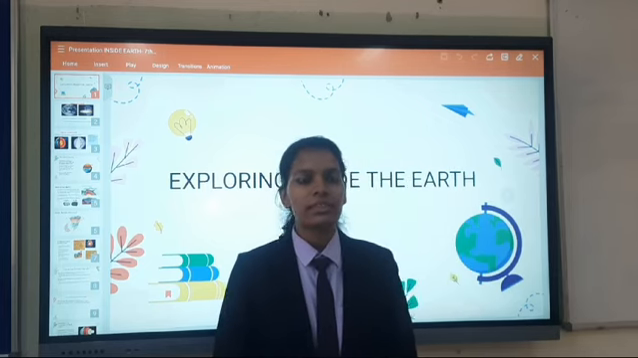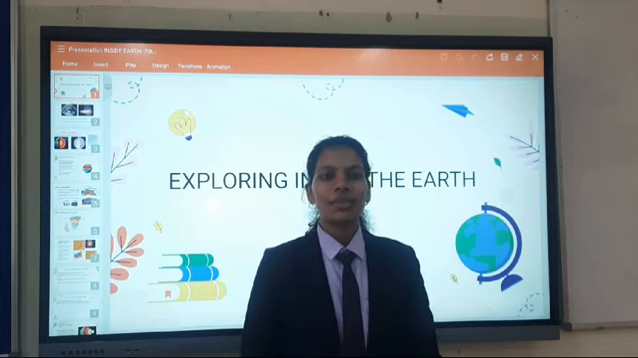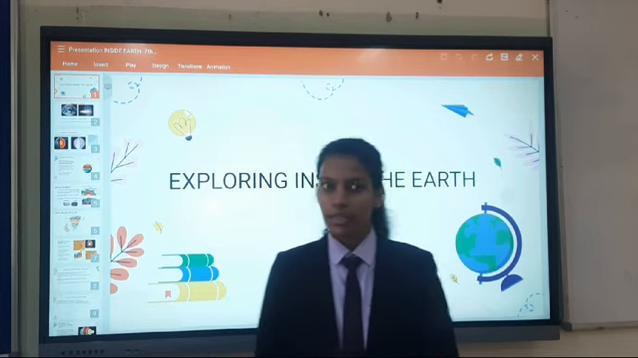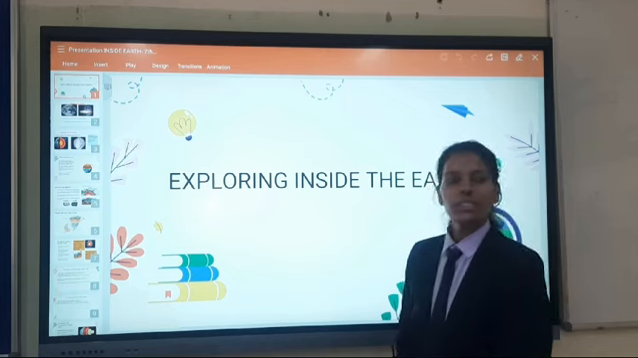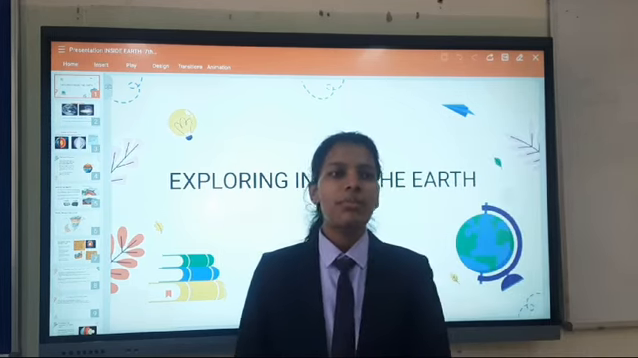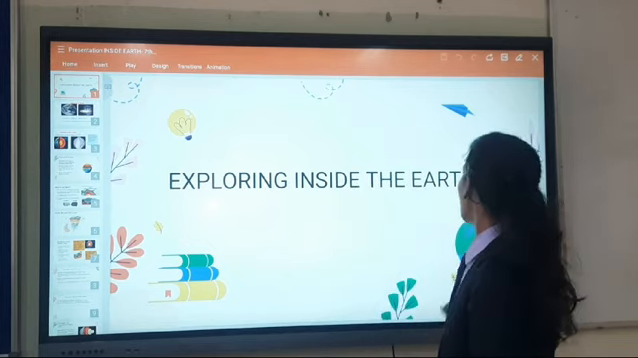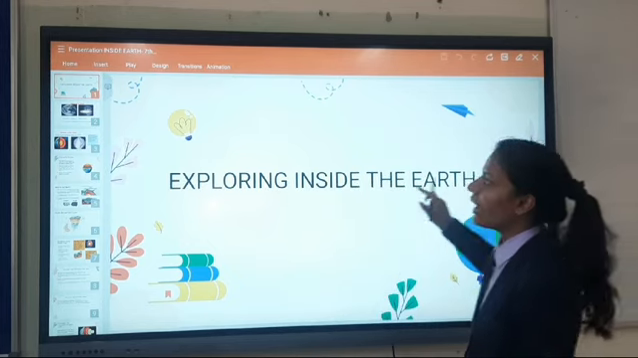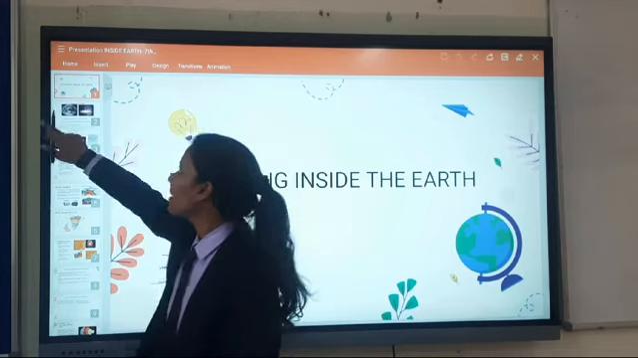The topic is Inside Our Earth. This is the class 7th chapter of NCERT, Inside Our Earth. Moving further, we are going to study the inside layers of the earth, why these layers are there and what is so unique about these layers.